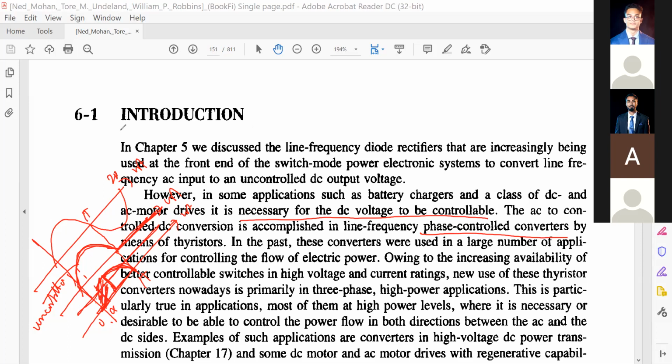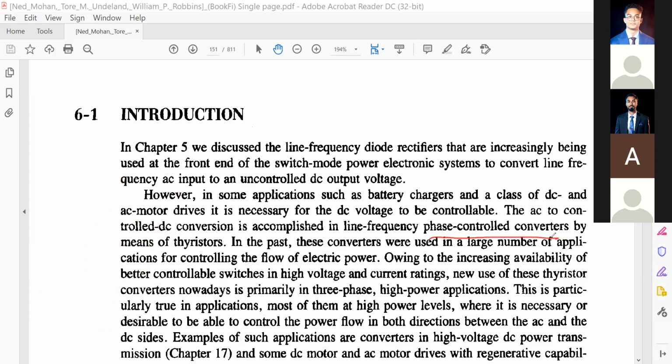Okay, very easy. So that is why it is known as the phase control rectifier, phase control converter. By means of how? We use the thyristor. In the past, these converters were used in a large number of applications controlling the flow of electric power. With the increasing availability of better controllable switches in high voltage and current ratings, the use of thyristor converters nowadays is primarily in the 3-phase. Actually, now a lot of good switches are available, so people are using these thyristors for high power conversion.